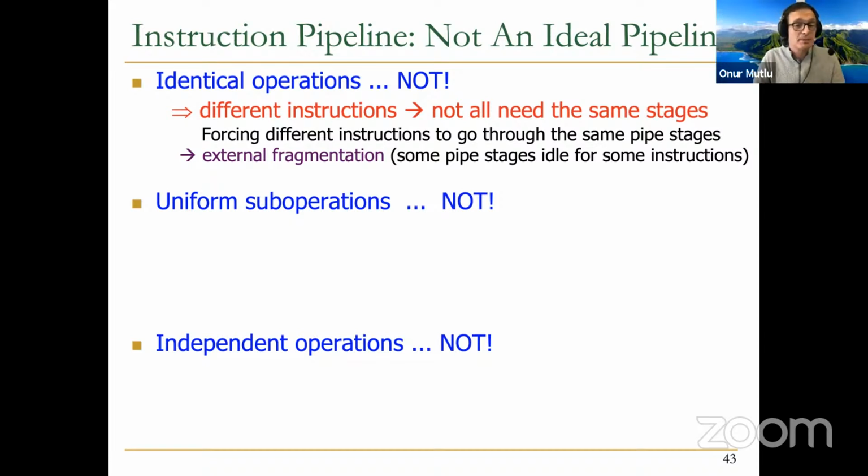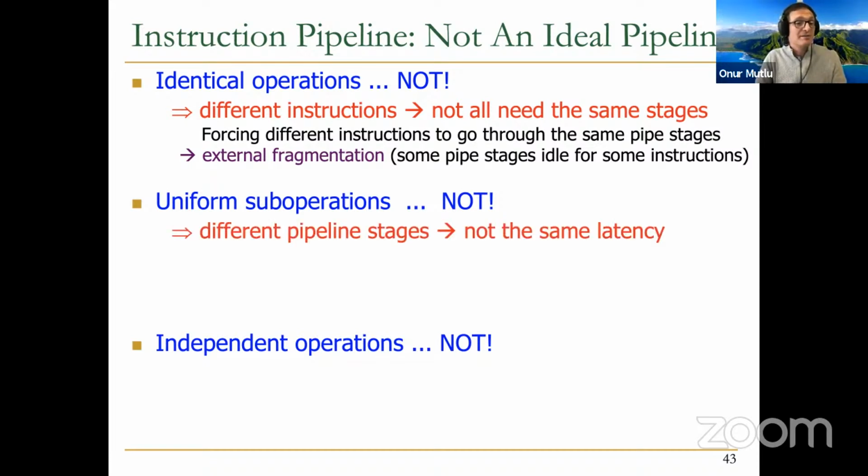Okay, uniform sub-operations, that's also not true. We have different pipeline stages, and they're not the same latency, meaning the real latency to execute what we are supposed to do, the critical path in the combinational logic inside that pipeline stage, is not exactly the same across different pipeline stages. If they are exactly the same, then you have done something really beautiful. But usually, that's not the case. In fact, almost always that's not the case in real designs.